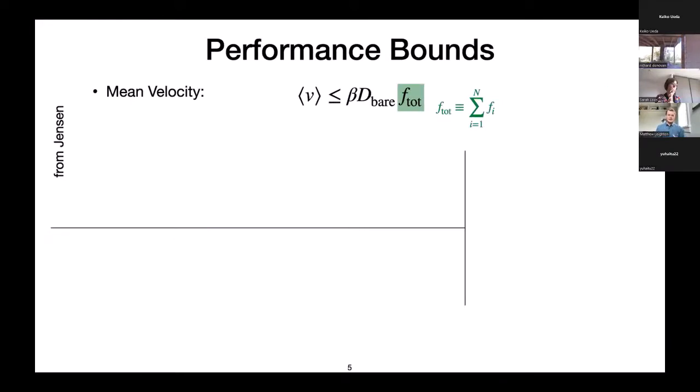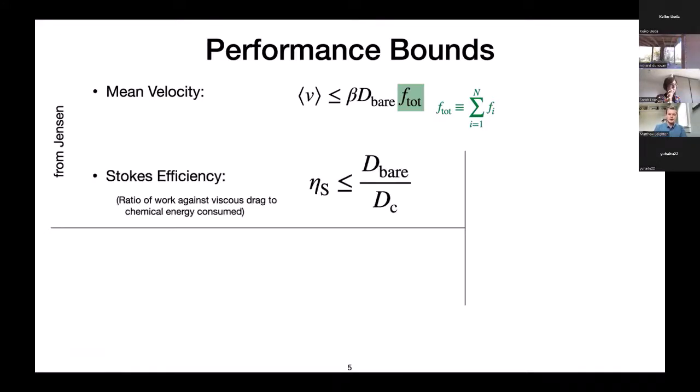So from the Jensen bound, we can derive a set of performance bounds constraining individual performance metrics of the system. For example, we derive an upper bound on the mean velocity in terms of the bare collective diffusivity and the sum of the chemical driving forces. We can also derive an upper bound on the Stokes efficiency, which is the ratio of work against viscous drag to the amount of chemical energy consumed by the system.